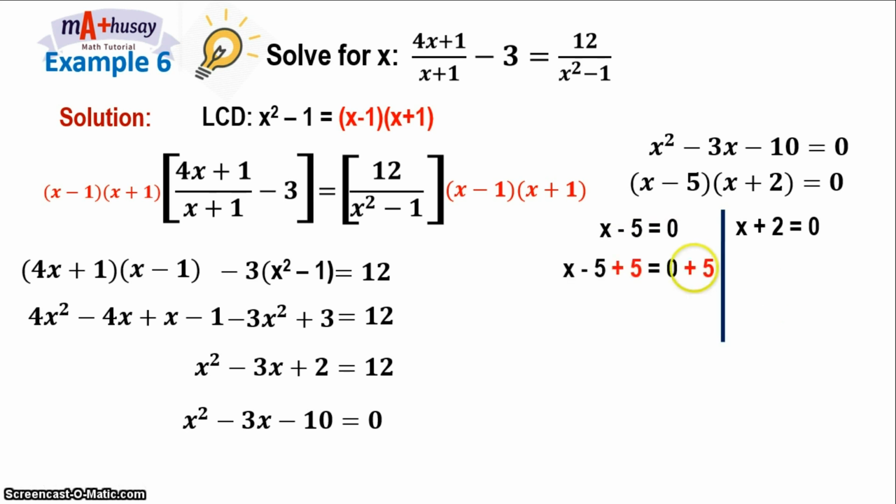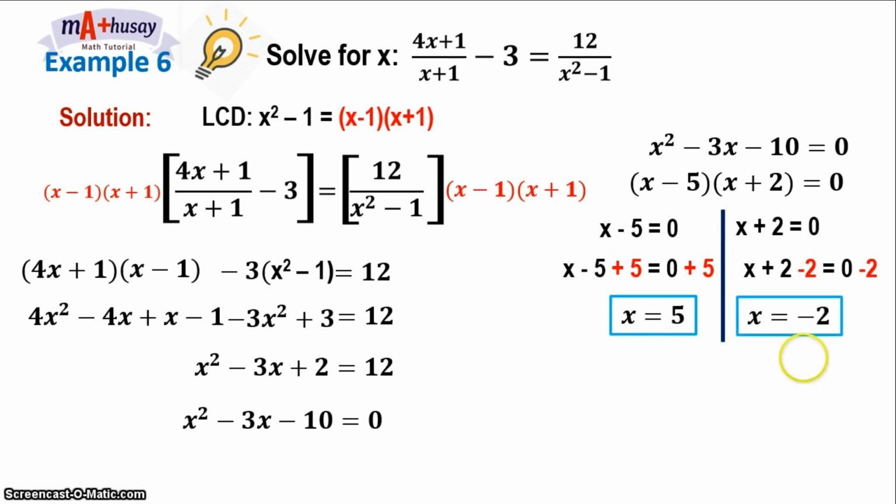So, mag-a-add tayo both sides of the equation by positive 5 sa x minus 5. So, ang value ng x is 5. Sa kabila naman, ang magiging value ng x ay negative 2. In this case, kapag sinubstitute natin ang value ng x, which is equal to 5 sa ating original na rational equation, ito ay mag-hold true. Samantalang kapag sinubstitute din naman natin ang negative 2 sa ating original na rational equation, ito naman ay magsasatisfy. So, in this case, may dalawa tayong solutions.